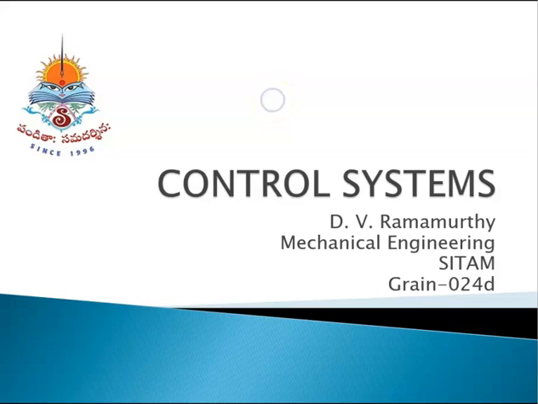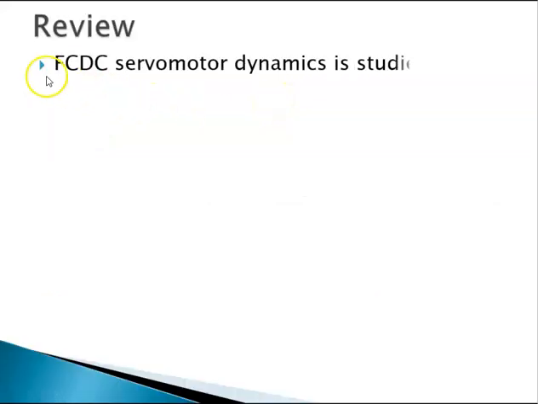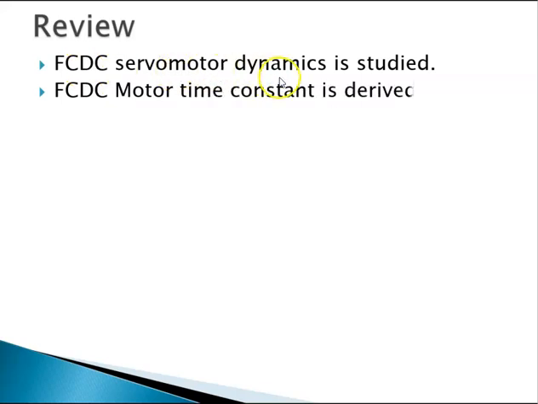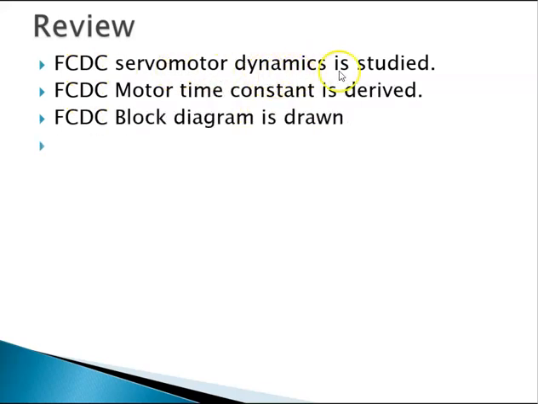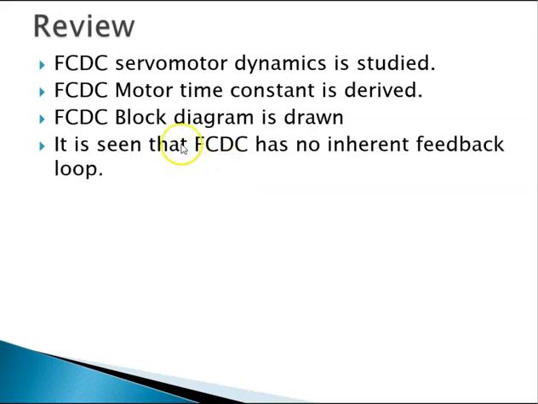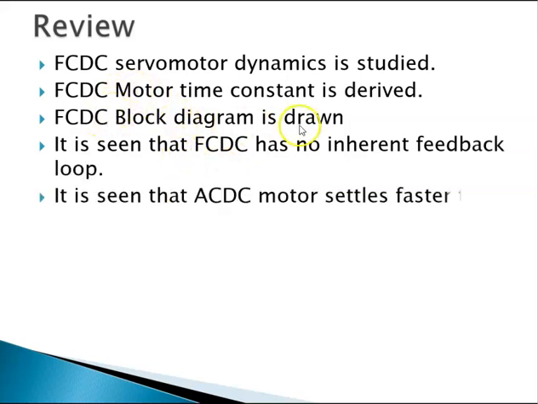In the previous class, we have been looking at field control DC servo motor and we studied its dynamics. We derived a couple of things. We drew the block diagram, we derived the motor time constant, and we saw that armature controlled DC servo motor settles faster than the field controlled DC servo motor.